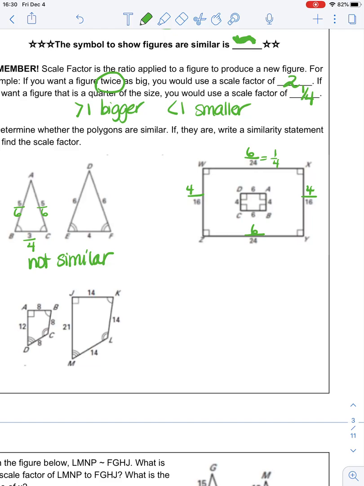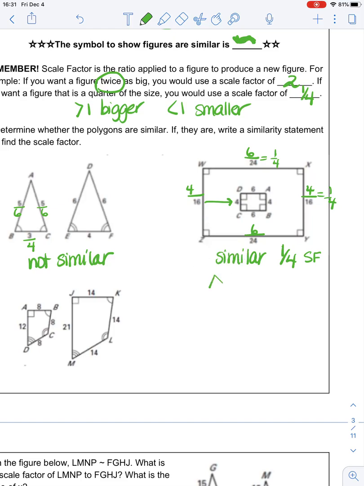Now, if I reduce all of those fractions, 6/24 is 1/4, and 4/16 is 1/4. And so since all of those all the way around have the same ratio, then they are similar, because they all have a scale factor of 1/4. So if I want to go from the big rectangle to the little rectangle, the scale factor is 1/4. If I want to go from the little rectangle to the big rectangle, then the scale factor would be 4. So it just depends on whether you're getting bigger or smaller.